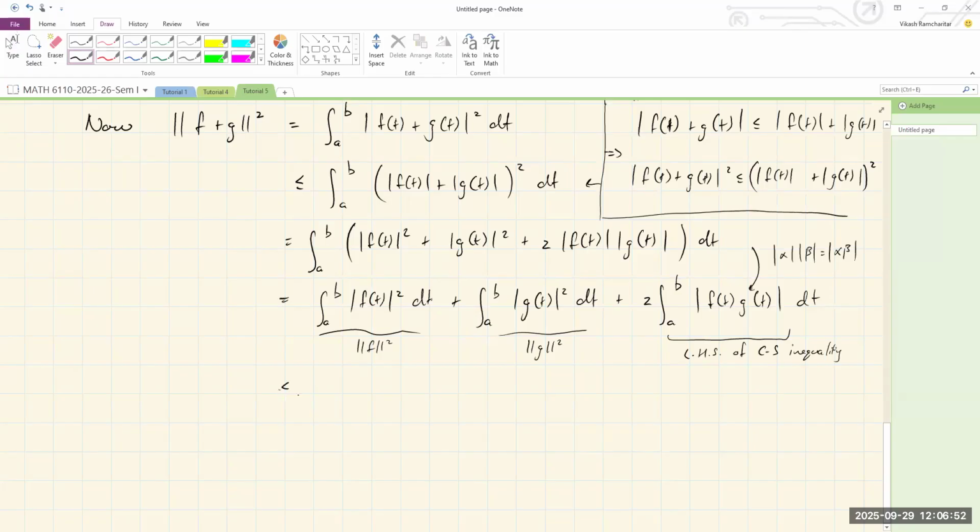Okay, so this is less than or equal. I'm going to replace this first term by norm f squared. I'm going to replace the second term by norm g squared. And the reason why it's less than or equal is because I'm applying the Cauchy-Schwarz inequality to give me that this guy here, the last term, is less than norm f times norm g. Right? That's what we just proved. So by the Cauchy-Schwarz inequality.